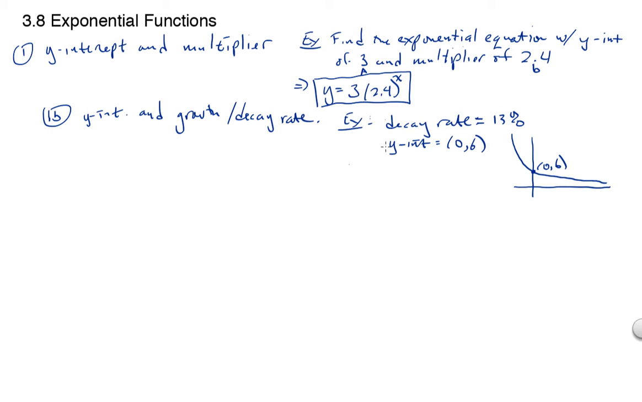Well, here our decay rate means our multiplier is 1 minus that, or 87%, or 0.87. So now that we have that, we have our equation. Y equals 6 times 0.87 to the x. And that's it.